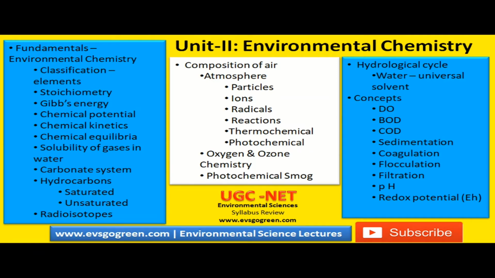Then you have to have an understanding of the oxygen and ozone chemistry. The upper atmosphere and lower atmosphere involve two different kinds of ozone, so you need to understand that. Then finally it ends with photochemical smog, which is a byproduct of air pollution. So this is why environmental chemistry is actually learned.